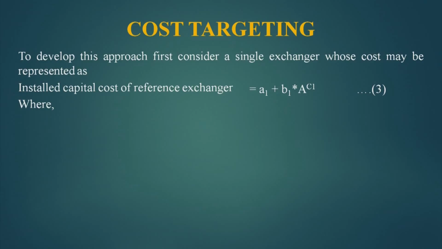Now, to develop this approach, first consider a single exchanger whose cost may be represented as the installed capital cost of the reference heat exchanger, A1 plus B1 into A to the power C1. Suppose the reference heat exchanger is made up of mild steel, we can do the costing with A1 plus B1 into A to the power C1, where A, B, C are the constants which are specially tuned for mild steel.